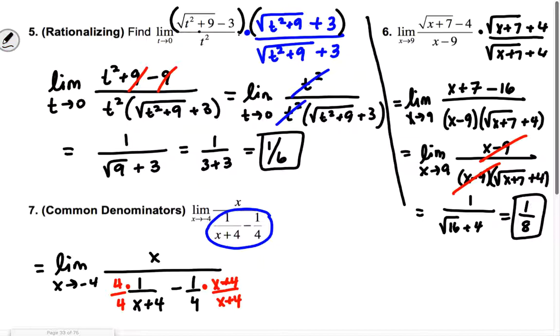So I continue combining. I have the limit as x goes to negative 4, and I do x over. And here's the tricky part. I'm definitely getting common denominators, so I'm going to have 4 times x plus 4 on the bottom. Okay, so everybody write what you think that numerator on the denominator is. Write it down on your paper.